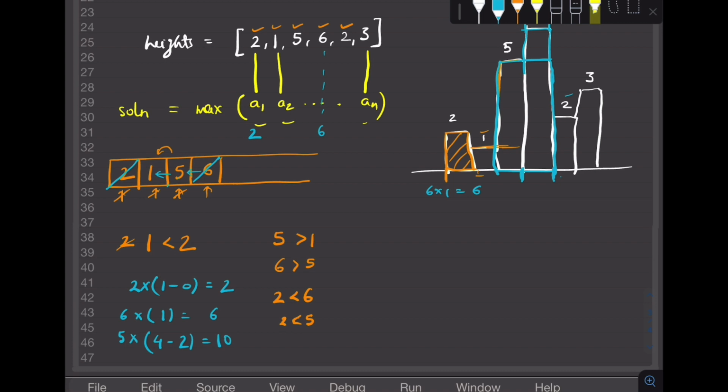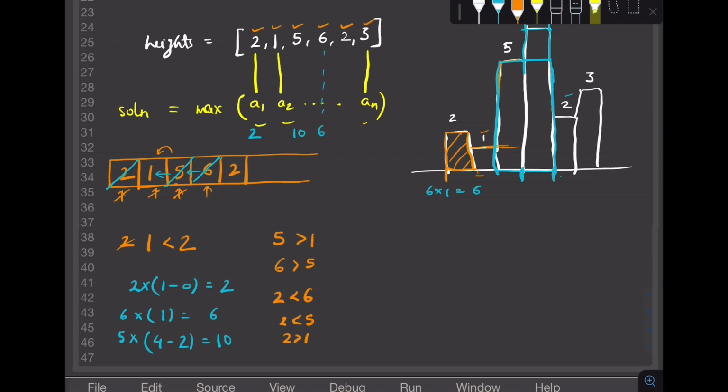Alright, so we have found this one. Let's write this here. Now, what's the next one? Let's move this back. What's the next one? 1. Well, sadly, 2 is greater than 1. So we have not yet found the right boundary of the rectangle with height 1. It's still not found. We can just put 2 here.